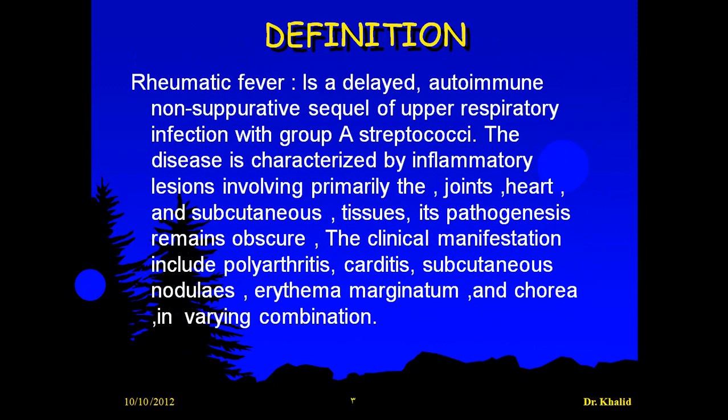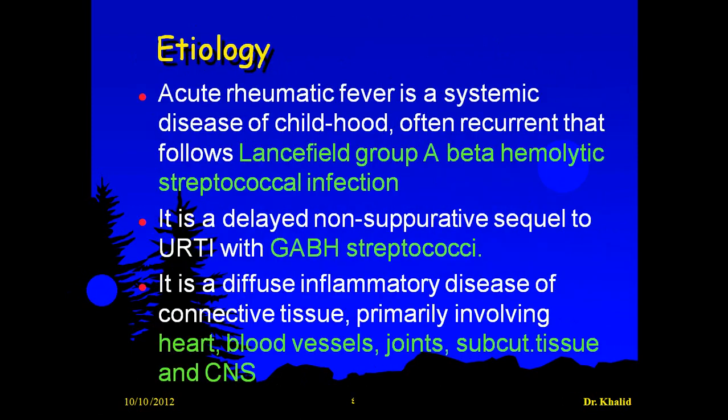Rheumatic fever is a delayed autoimmune, non-suppurative sequela of upper respiratory tract infection with group A streptococci. The disease is characterized by inflammatory lesions involving primarily the joints, heart, and subcutaneous tissue. Its pathogenesis remains mainly obscure. The clinical manifestations include polyarthritis, carditis, subcutaneous nodules, erythema marginatum, and chorea as major manifestations in varying combinations.